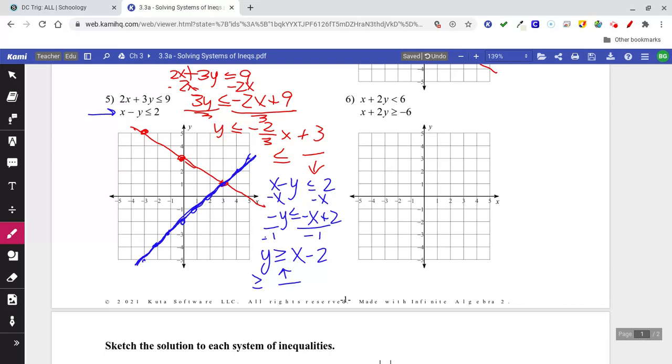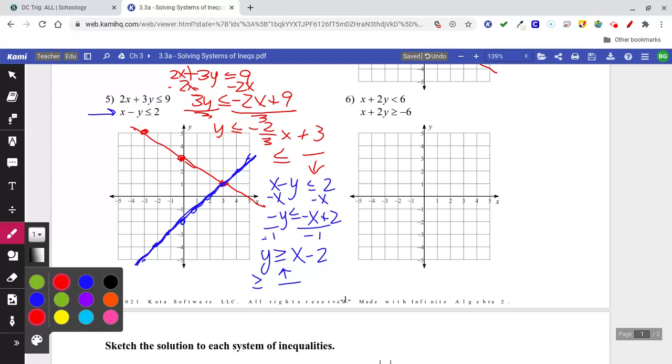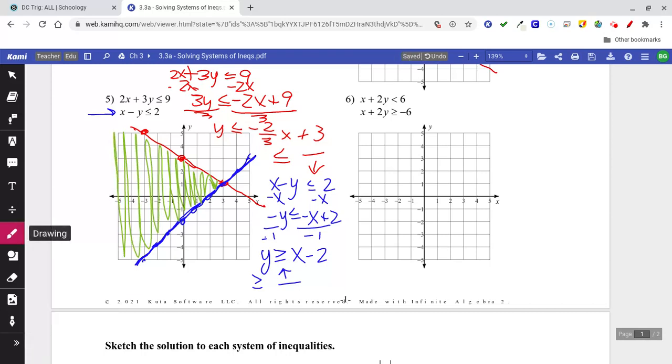So go back and look at the red one. We're supposed to shade below the red one. Below the red one looks like this. But we're supposed to shade above the blue one, looks like this. So which region is both? This region. Below the red and above the blue.